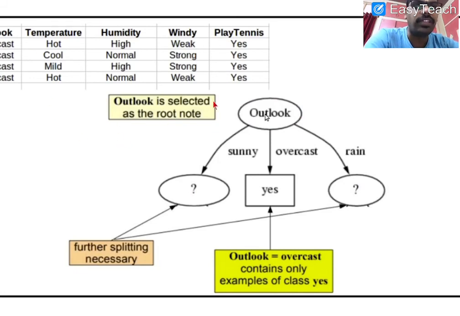So the root node will be the outlook. The outlook is going to have three values. What are the three values? Sunny, overcast and rain. So whenever the overcast is yes, then we are going to decide the play class. So there is no description here. And whenever the outlook is sunny, then again there are different values. And whenever the outlook is rainy, again there is a difference. So here again we need to decide which attribute is going to be considered for the second level.